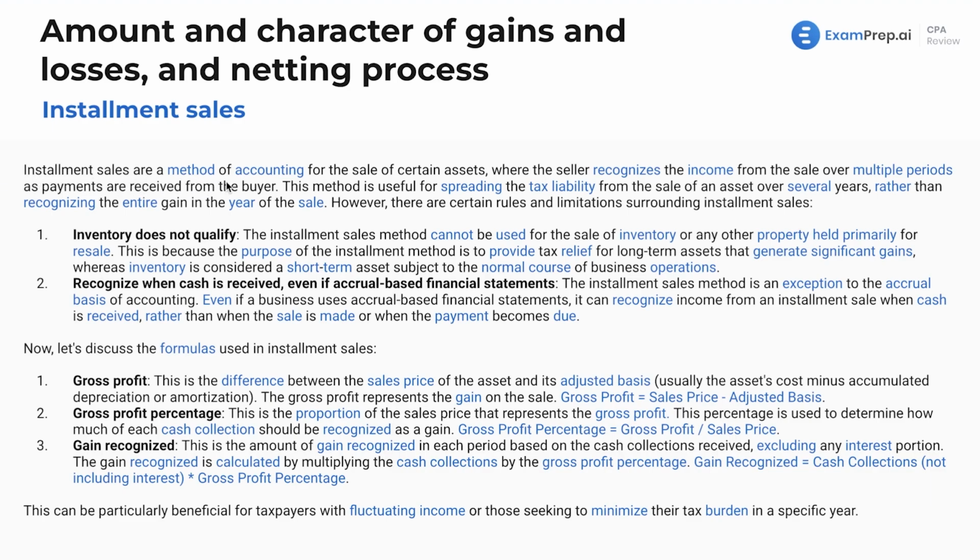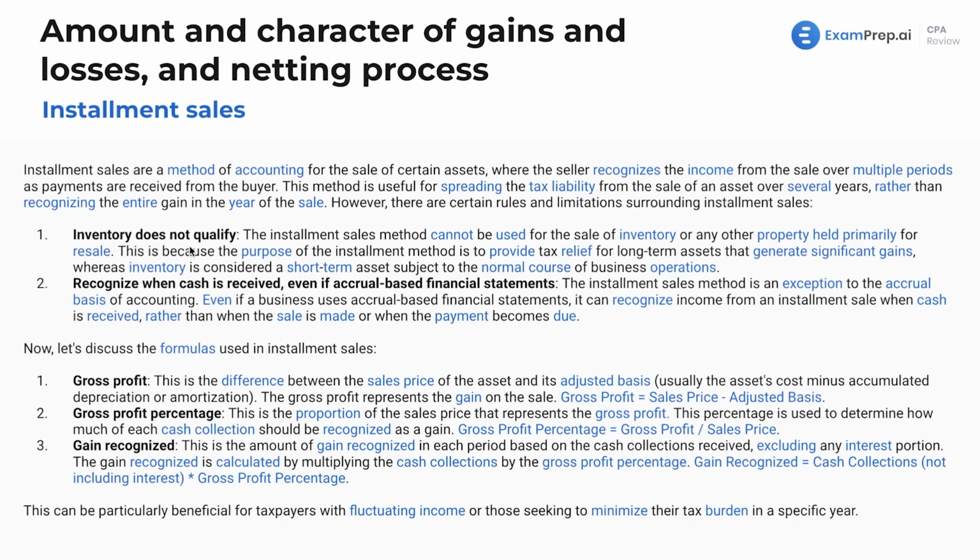Installment sales, they're a method of accounting for the sale of certain assets where the seller recognizes the income from the sale over multiple periods as payments are received from the buyer. This method is useful for spreading the tax liability from the sale of an asset over several years rather than recognizing the entire gain in the year of sale. However, there are certain rules and limitations. Of course, there's always rules and there's always limitations, always exceptions, always a lot that we have to deal with.